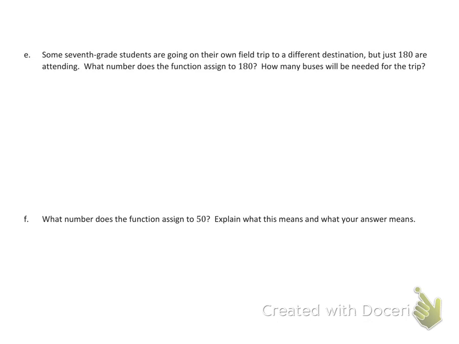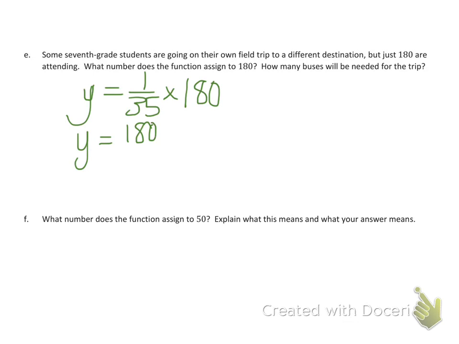The 7th grade students are going on their own field trip to a different destination, but just 180 are attending. So what number does the function assign to 180? So you go through the same steps. Y is 1 over 35 times 180. Put in 180 for x. And so y is equal to 180 over 35.